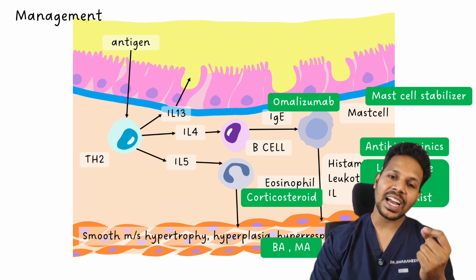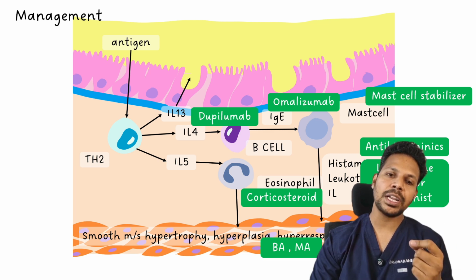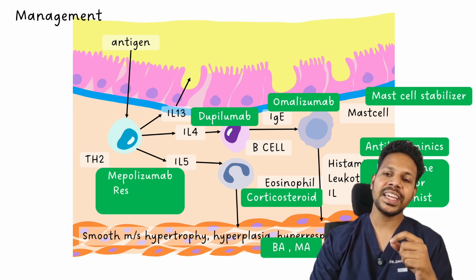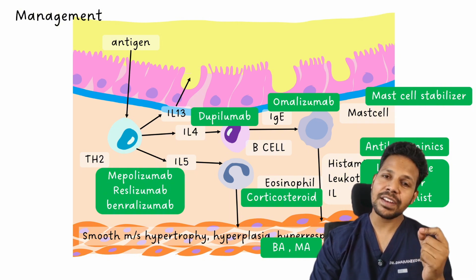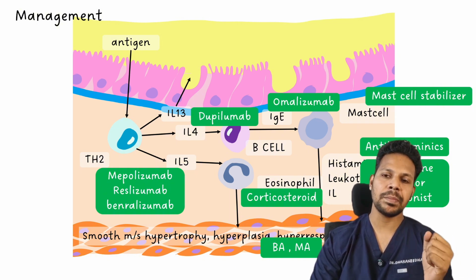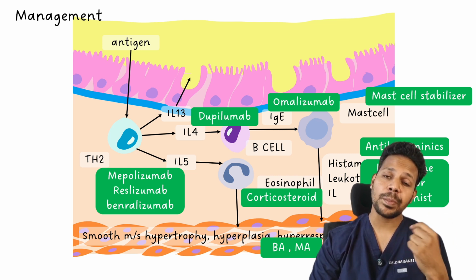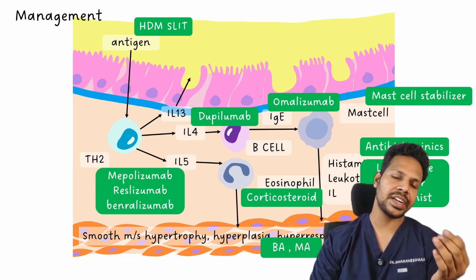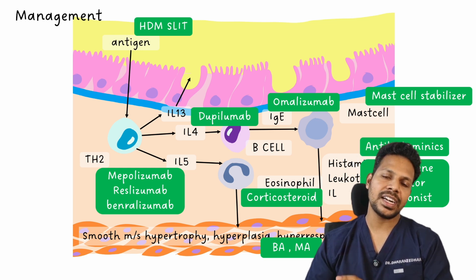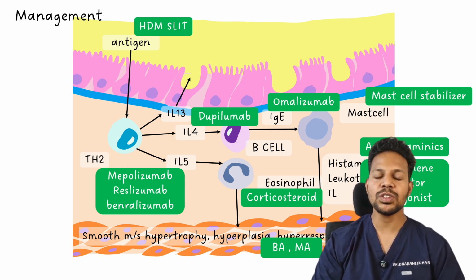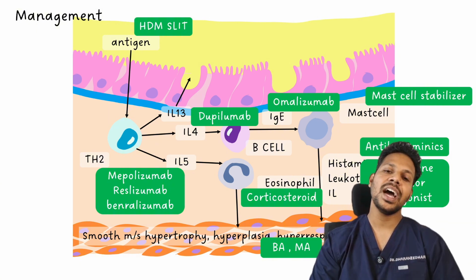Then an anti-IgE monoclonal antibody, omalizumab, can be used. We have the anti-IL-4 antibody, which is dupilumab. Then anti-IL-5 antibodies, mepolizumab and reslizumab. We have an IL-5 receptor antibody, that is benralizumab. And lastly, to reduce the responsiveness to a particular antigen, we can do HDM SLIT. HDM SLIT stands for house dust mite sublingual antigen immunotherapy. So you are giving immunotherapy to the patient and increasing the tolerance to the exposure to the antigen.